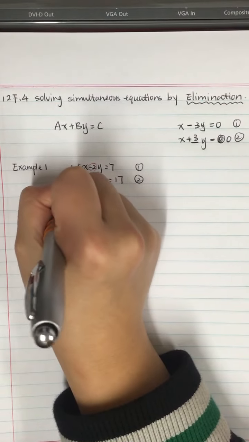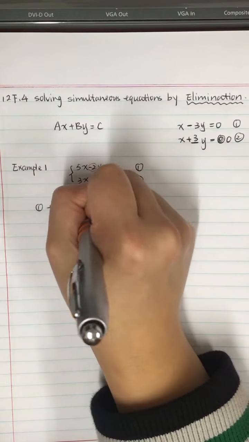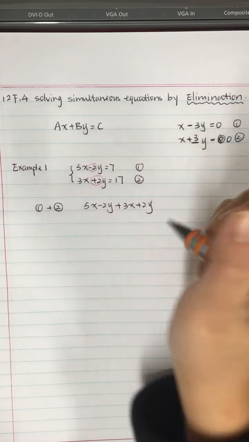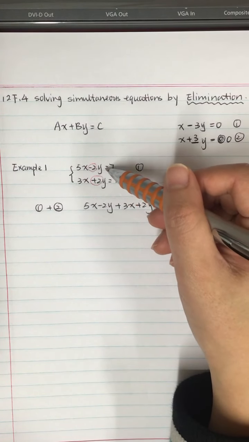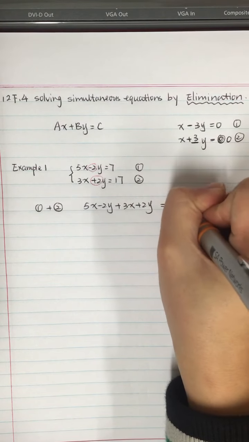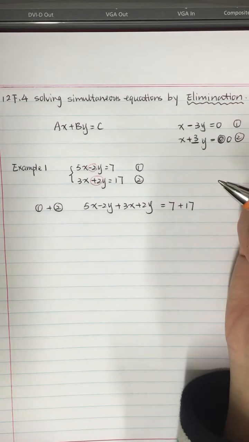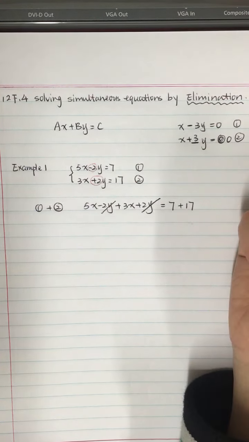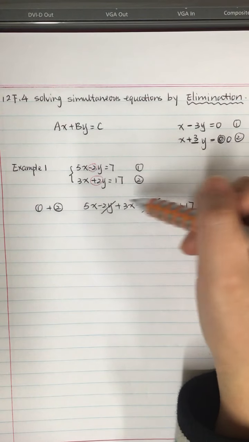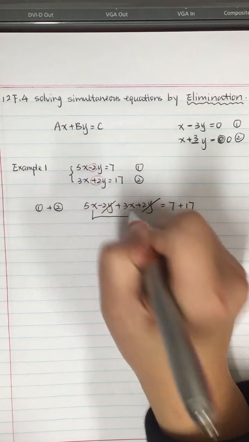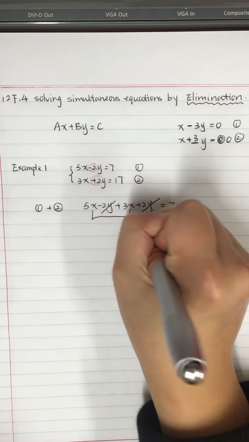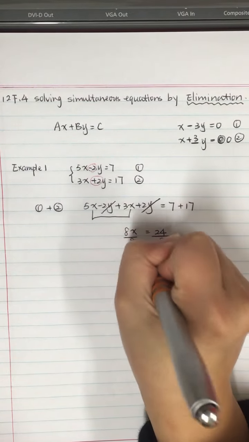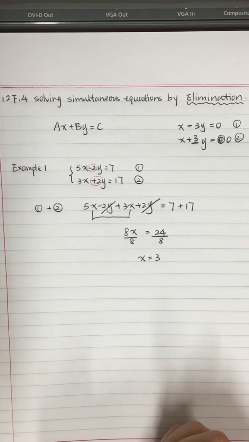So when 1 plus 2, you will have 5x take 2y plus 3x plus 2y. The left hand side of the equal sign, you add together, and the right hand side you add together. So add every single term together, including their sign. Then the 2y's cancel out because they have the same coefficient but different sign, and we're only left with 5x plus 3x, that's 8x equals 24. Then divide by 8 on both sides, so x is equal to 3.